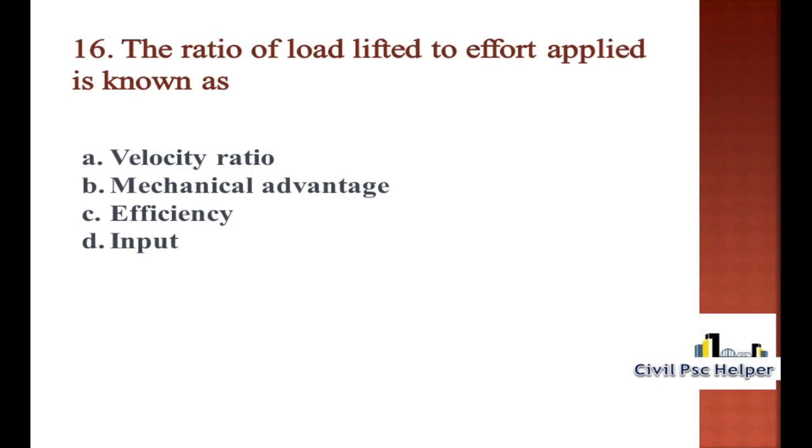16th question. The ratio of load lifted to effort applied is known as option A, velocity ratio. Option B, mechanical advantage. Option C, efficiency. Option D, input. The ratio of load lifted to effort applied is known as mechanical advantage. Option B is correct.